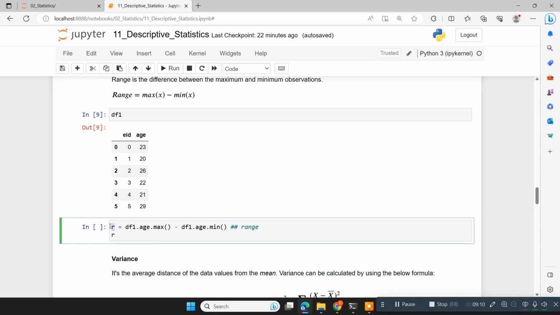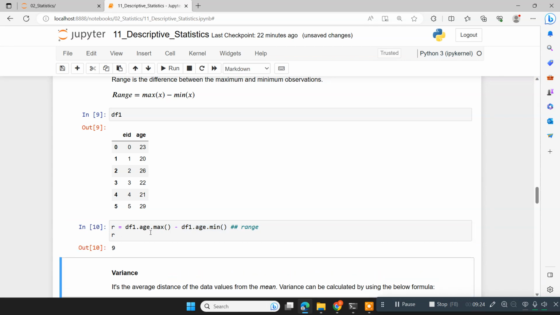So this r is a user defined variable. r is equal to df1 dot age dot max. This will give us the maximum age value, and this will give us the minimum age value, and then displaying the value. So 29 minus 20, which is equal to 9. So range is 9 here.